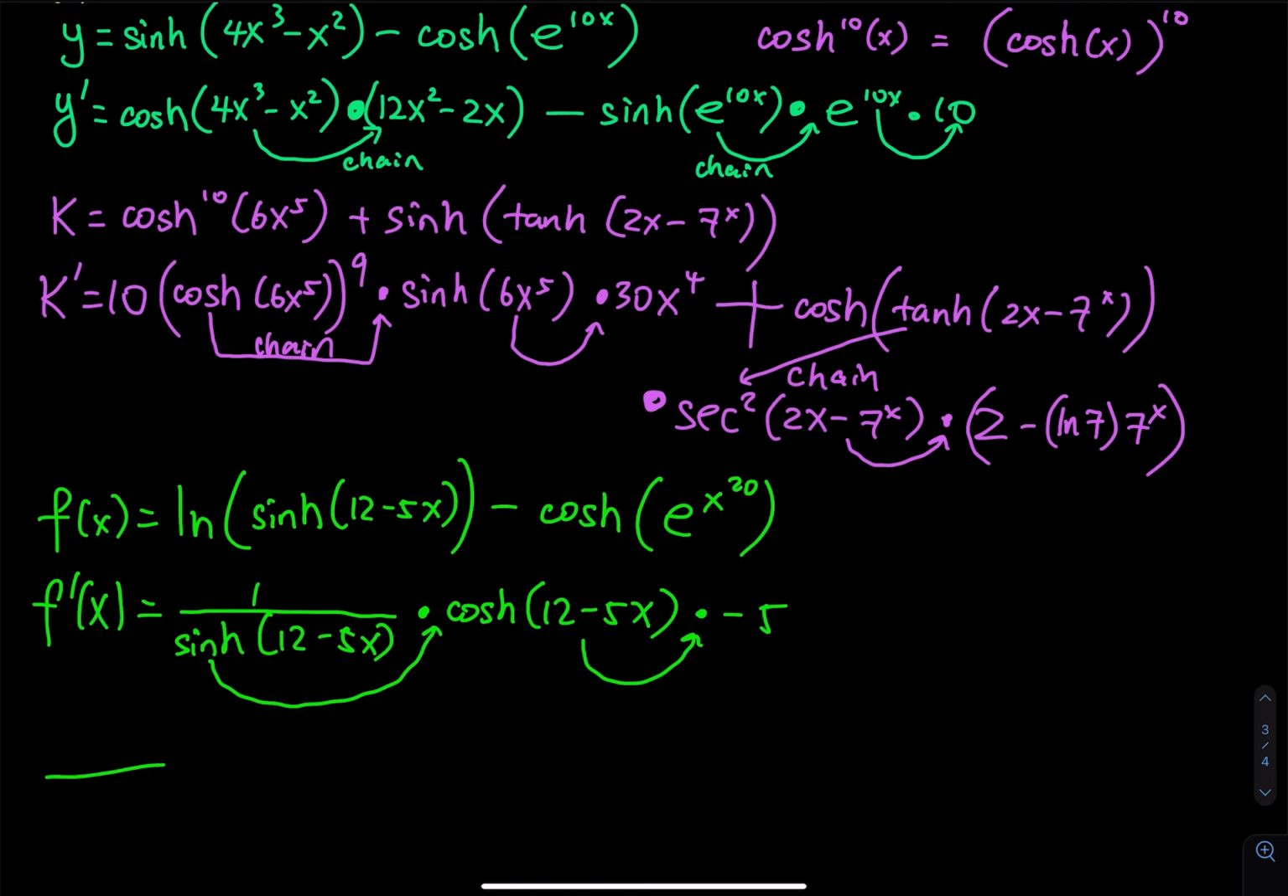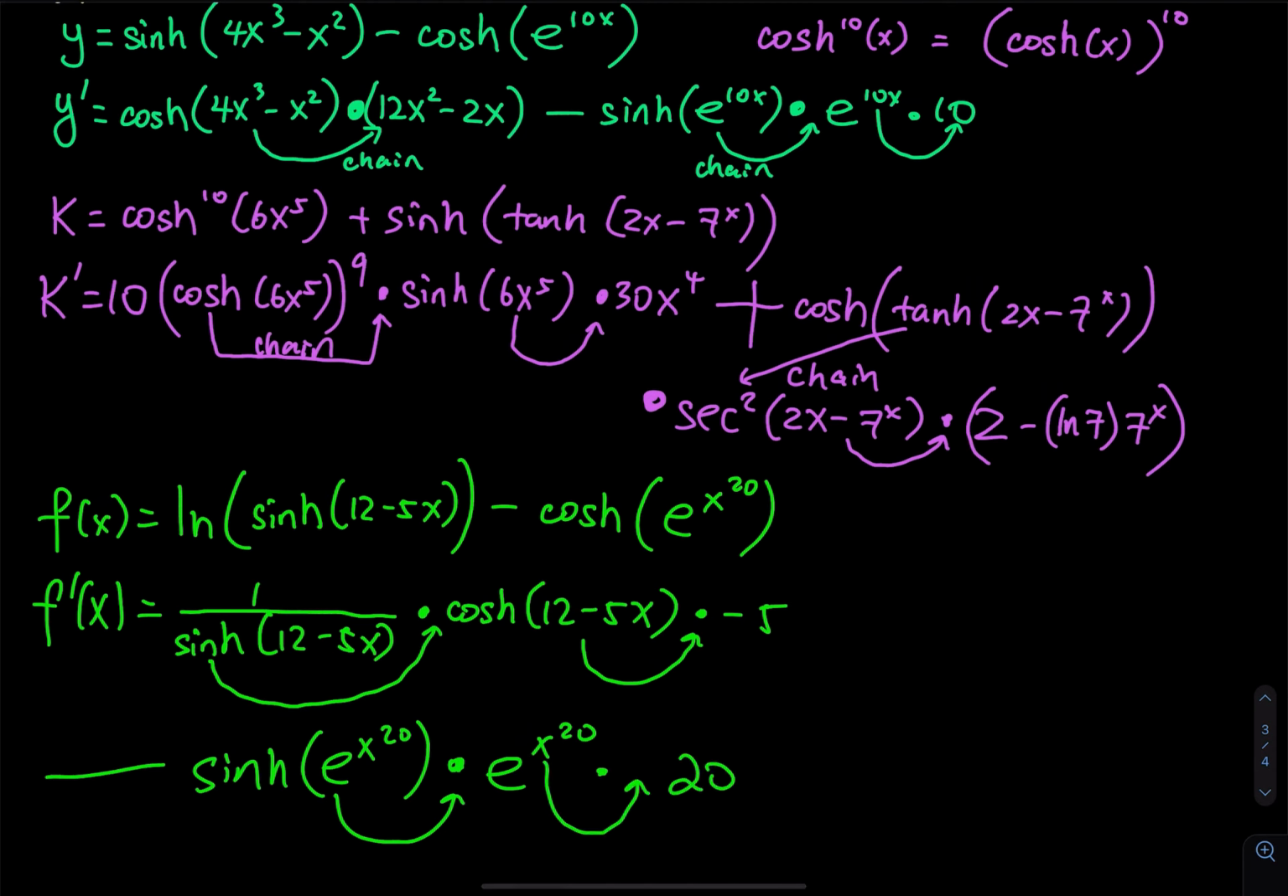The derivative of cosine is equal to sine, right? So we have sinh of e to the x to the 20th power, and then the derivative of e to the x is just e to the x, and then the derivative of x to the 20th power is 20x to the 19. So that is the answer to the third function.